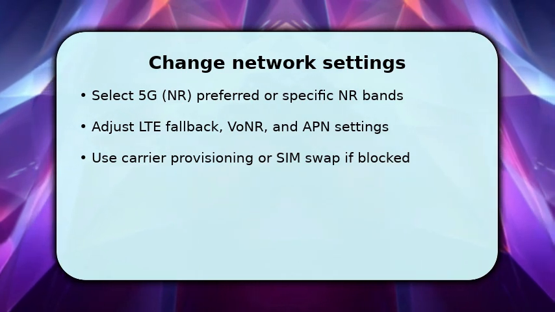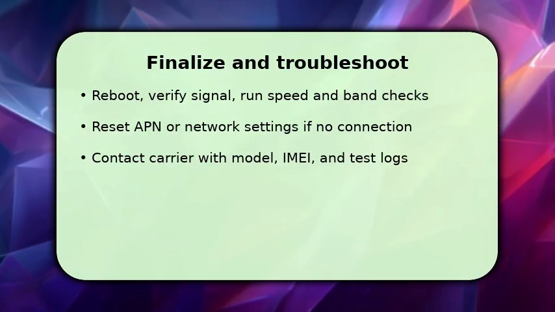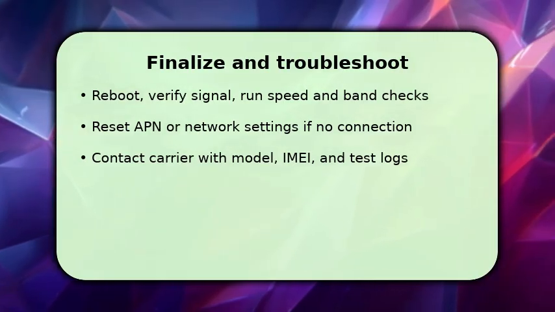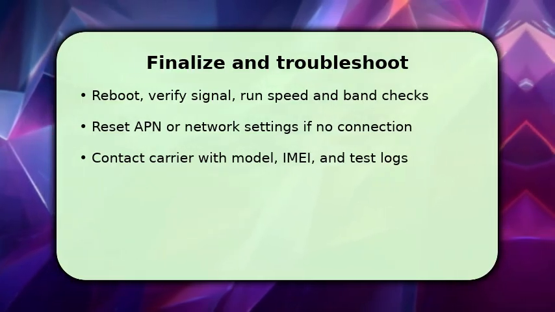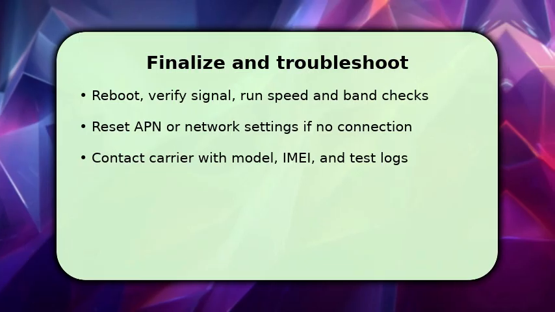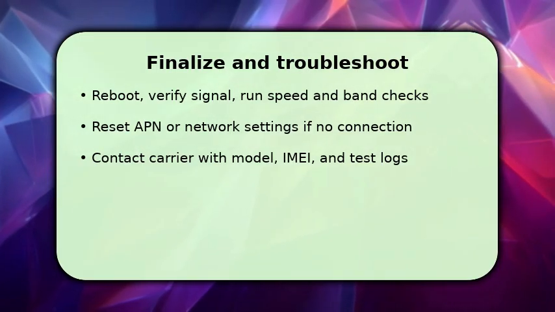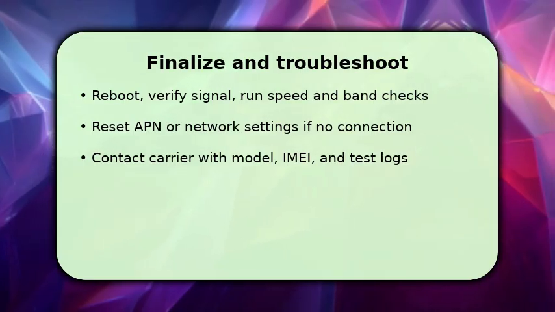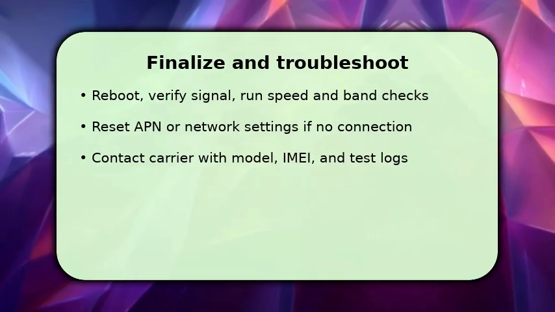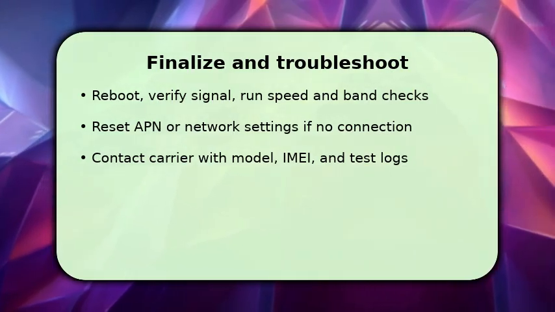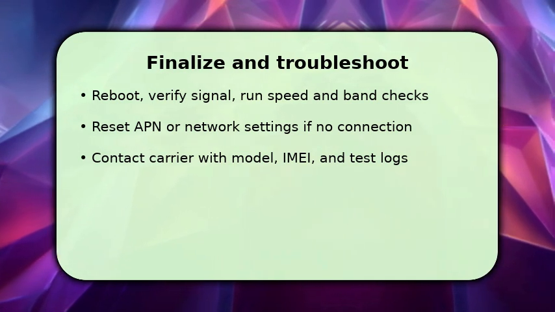You finish by rebooting and verifying 5G signal and IP type. Run a speed test and a band checking app to confirm NR attachment. If 5G still fails, reset APN or network settings to the backed up values, then retry. This often clears provisioning conflicts. As a troubleshooting tip, if issues persist, record model, IMEI, SIM provisioning status, and logs, then contact the carrier. Providing those details lets them check provisioning or remote enable specific 5G services quickly.